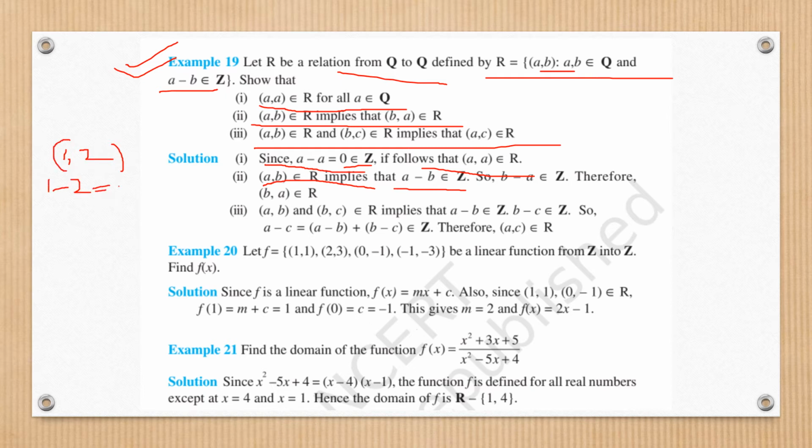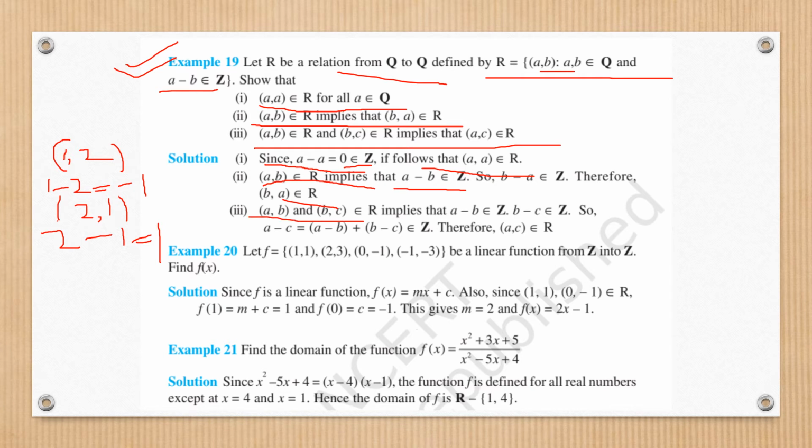It is minus 1. Is it an integer? Yes. So BA belongs to R. BA belongs to R means 2, 1, right? Like 2, 1. So 2 minus 1, which is 1, is an integer? Yes. So AB belongs to R also implies BA belongs to R.